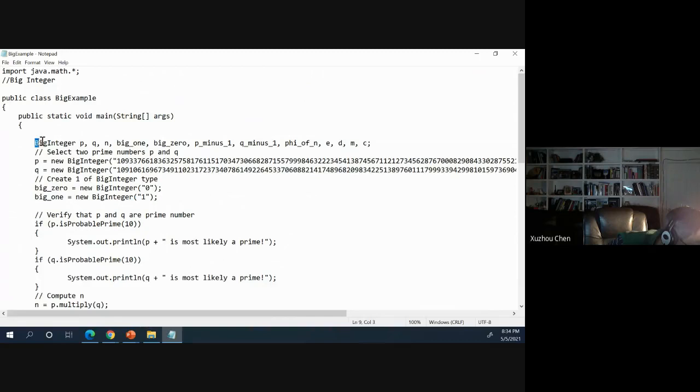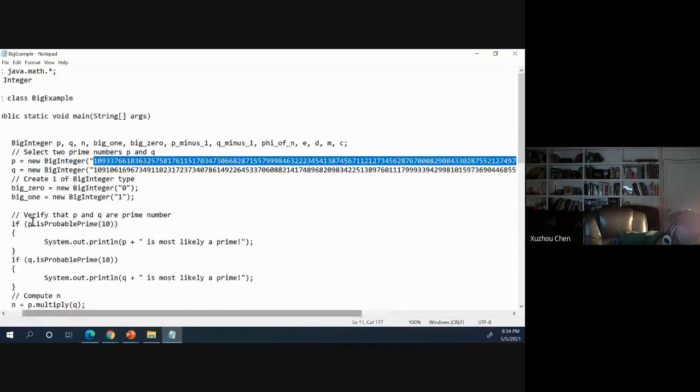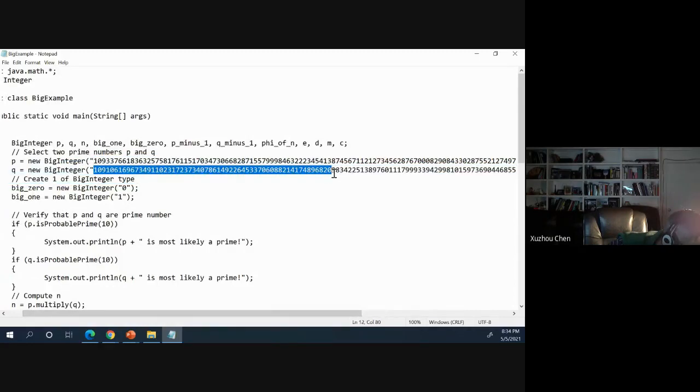So I use the class called BigInteger. I can declare P, Q, and N. For example, I define P as an integer, so this is P, that's a number P, and that's a Q. Now, to perform an operation like P plus Q, I cannot simply say P plus Q. That's not going to work.